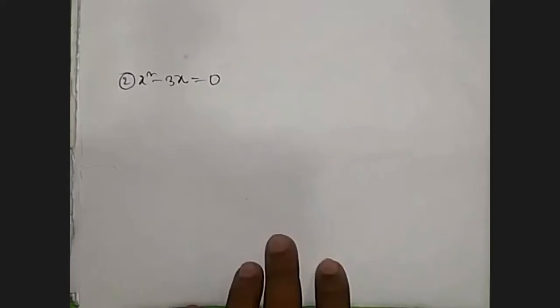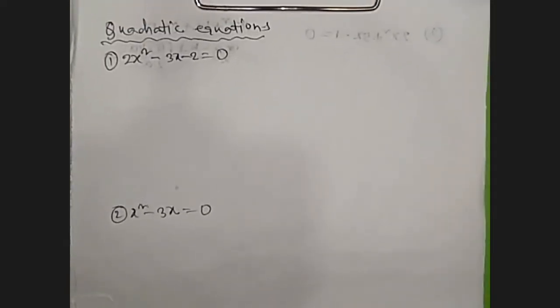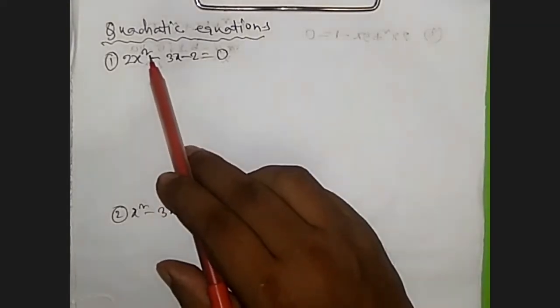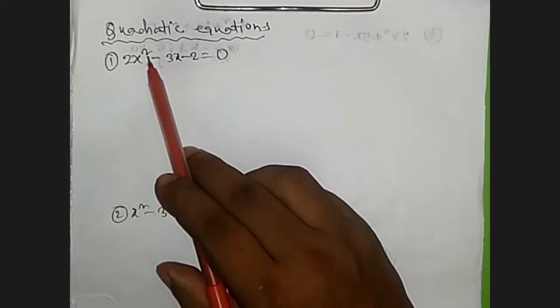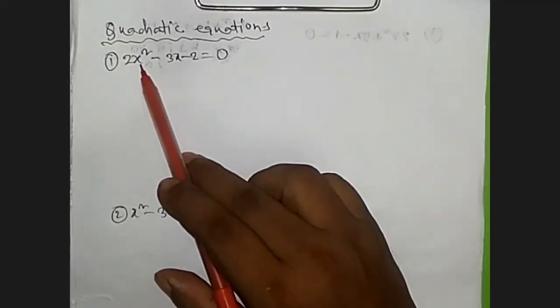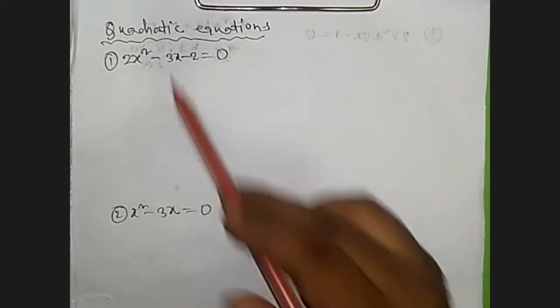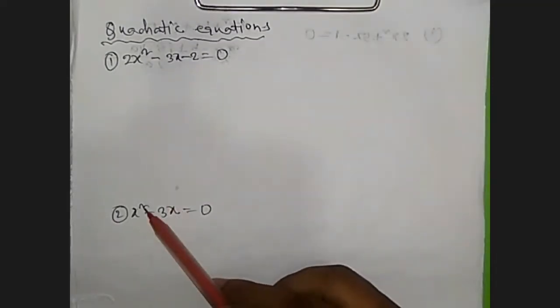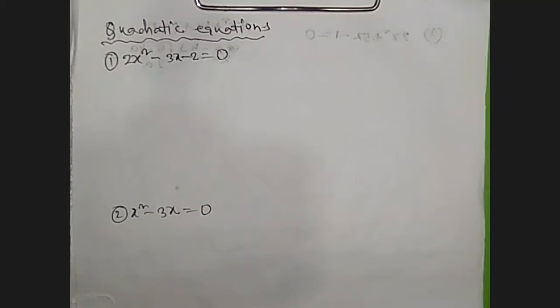Let us see what is given for quadratic equations. This is the first one, a quadratic equation. Why is it a quadratic equation? Since the power of x is 2. The maximum power of x is 2, so it is called a quadratic equation.